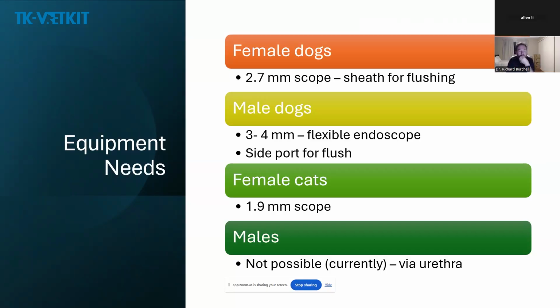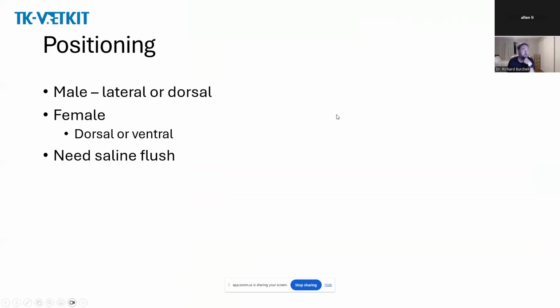Female cats you can do with a 1.9 millimeter scope. Males is not currently possible via the urethra. You have to go into the bladder. So I wouldn't be having a crack at males just yet, unless it's something that you're very familiar with. If we look at the male, positioning dorsal or lateral isn't really as important. I prefer lateral because it's just easier to work with them that way.